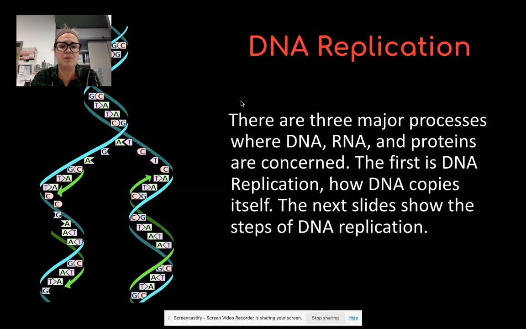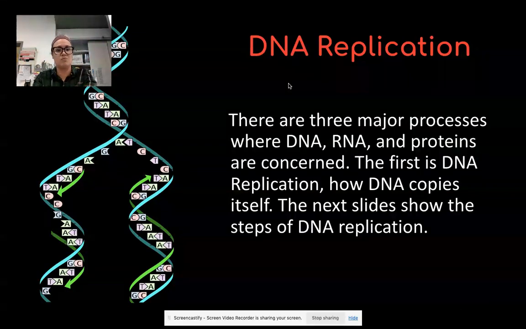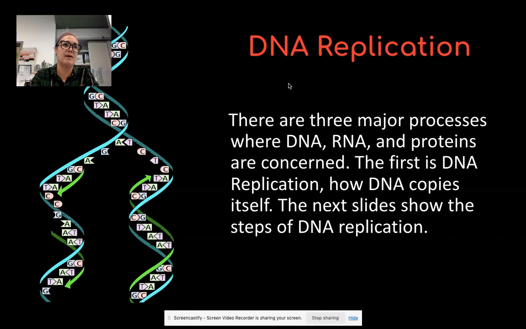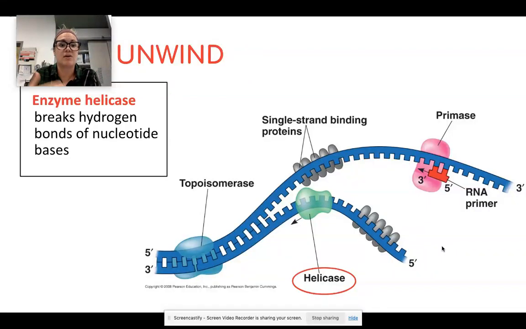But it's really important that this is accurately done, because this information is going to be passed to the next generation, or maybe it's repairing something in your body, and those cells need to function the same way that the cells did before. So it's got to be an accurate replication. If it's not accurate, if there are mutations, that can cause changes.